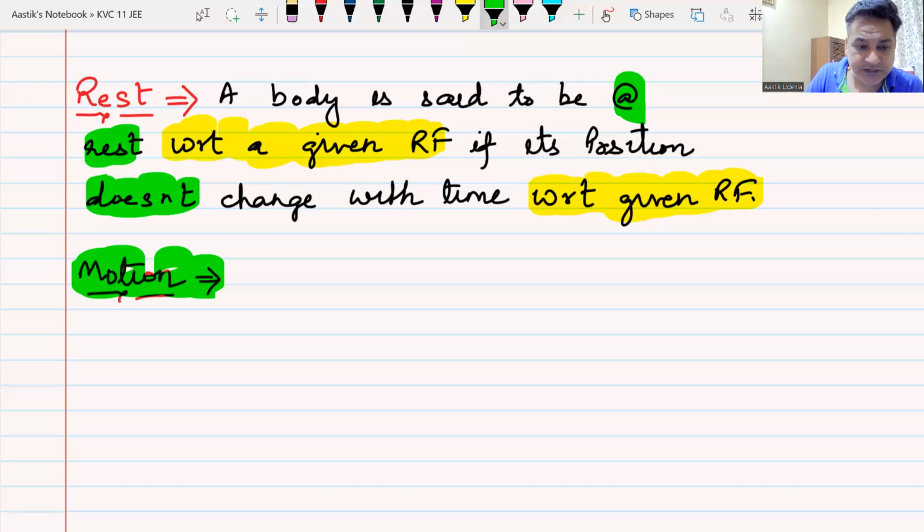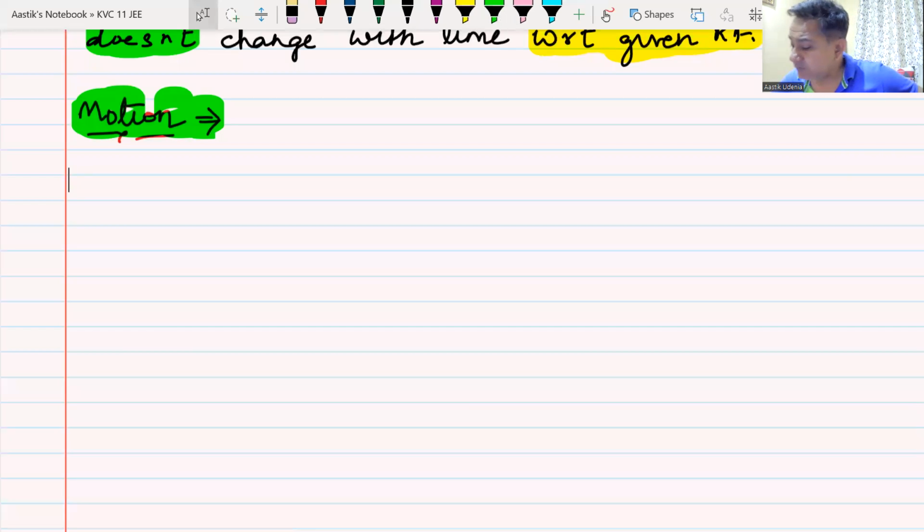You will have 1 minute to note it down. The definition of rest and motion. Have you noted it down? Everybody noted down the definition of rest and motion. Then you will write the most important aspect.